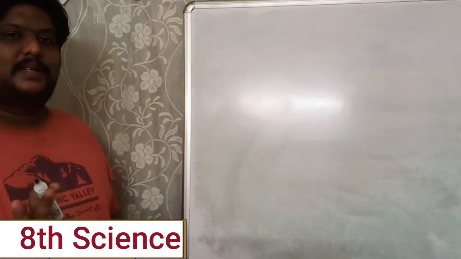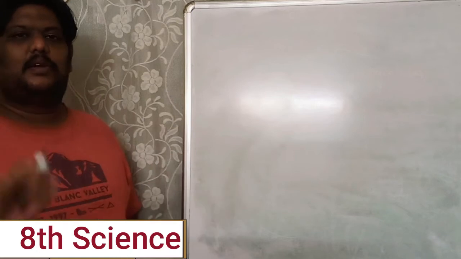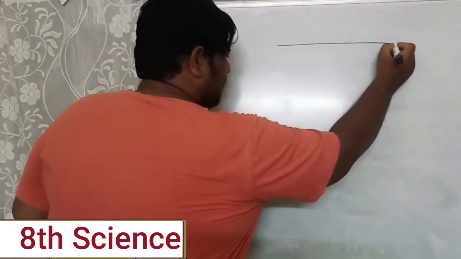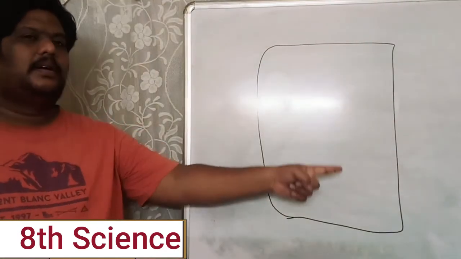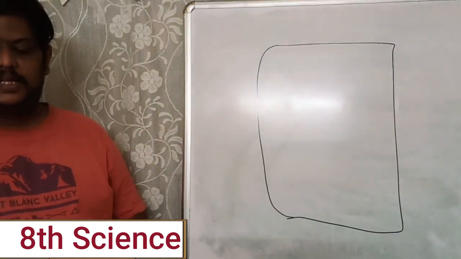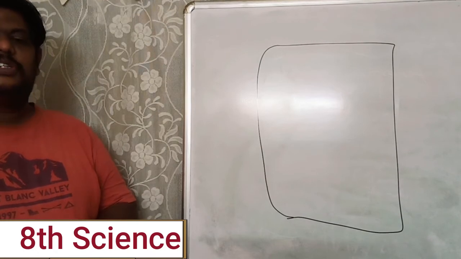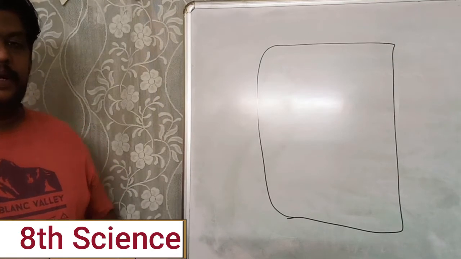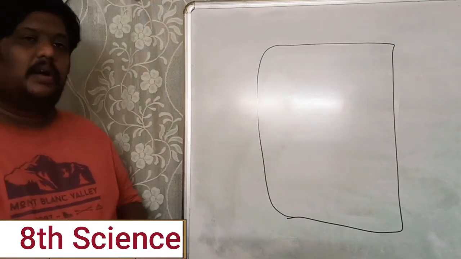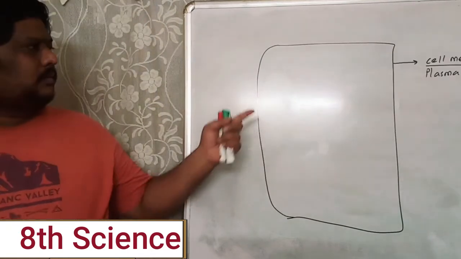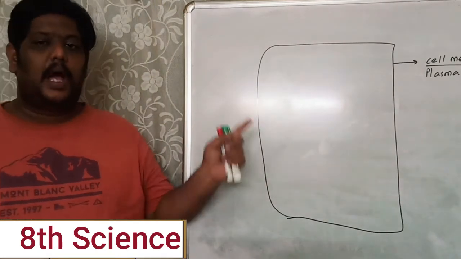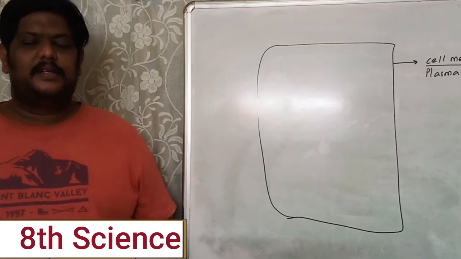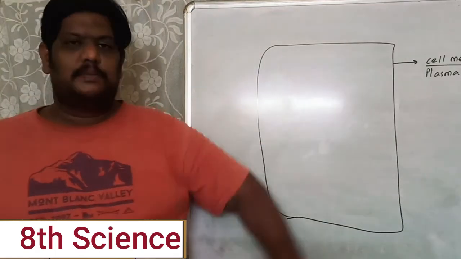Now I'm taking a cell, not specifically a plant cell or an animal cell. If you take a cell, it will have an outer covering, an outer protection layer, which is called the cell membrane. This cell membrane can also be called the plasma membrane. This cell membrane is the outer covering of the cell, which is also a protective layer of the cell. This is also called the plasma membrane.